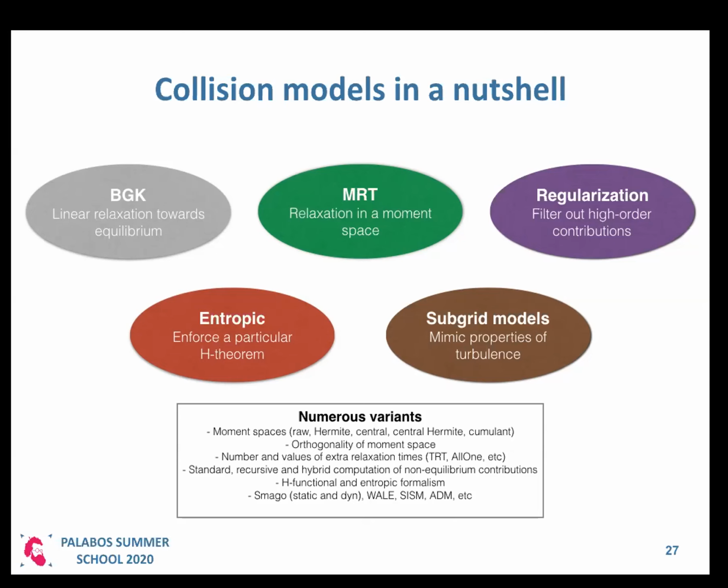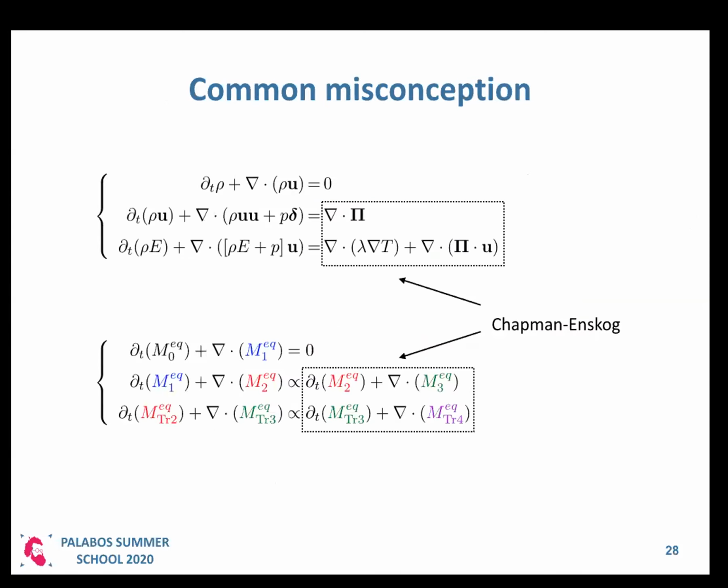What I further want to add about the collision model is that there is a common misconception regarding each of them. Sometimes in the literature, you might read that some collision models are more physical than others because they have better Galilean invariance properties or that kind of thing. But if you look at the equations, on top you have the Navier-Stokes-Fourier equation, and on the bottom you have its counterpart in terms of moments of the equilibrium population.